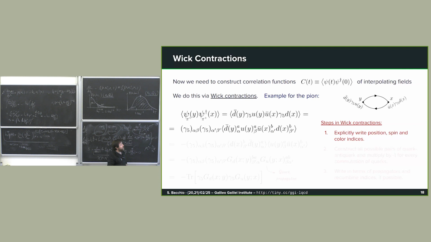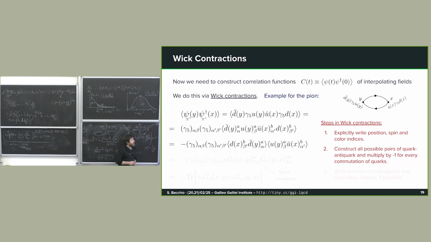And the Wick contractions, what are they? They are just the way to reduce this correlation function to the only non-zero correlators. And how do you do it in practice? You do it by writing out all the explicit indices. Okay, for instance, for each of them we have color and spin indices. These are the indices of the gamma that were in between, right? This is step one.